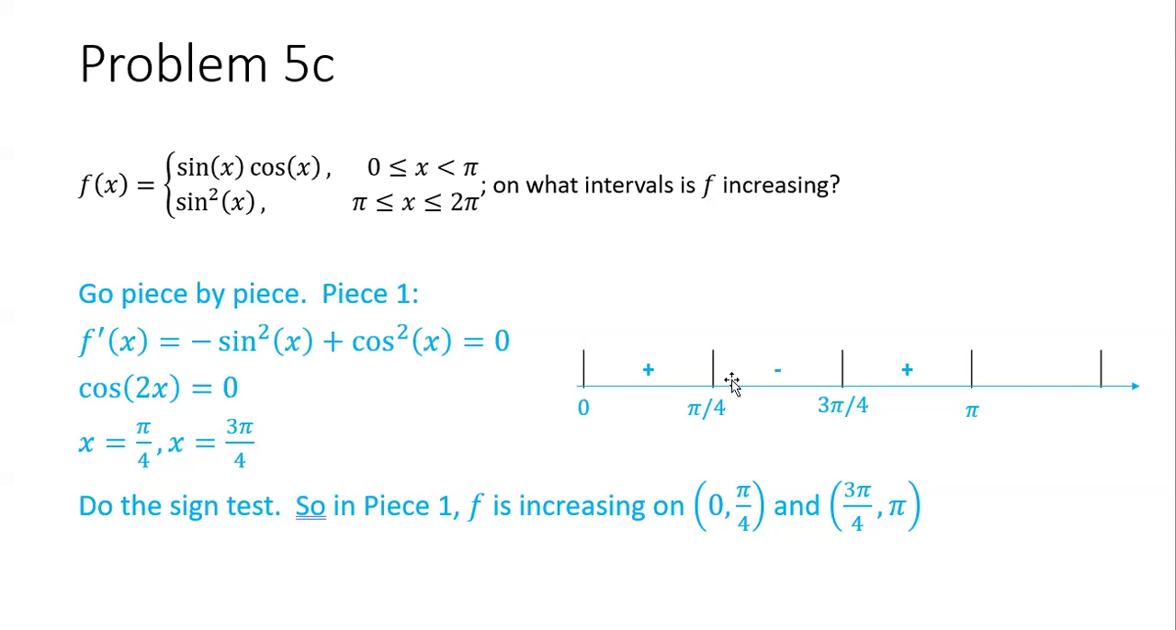Let's do the sign test. That's right here. Okay, I'm not going to go through all that, but here is the result. So that means on piece 1, f is increasing on 0 to pi over 4 and 3 pi over 4 to pi. Not in this interval because it's decreasing. The derivative is negative.